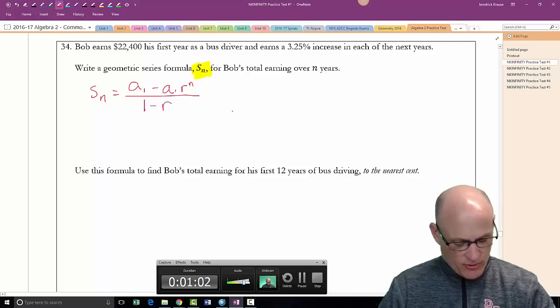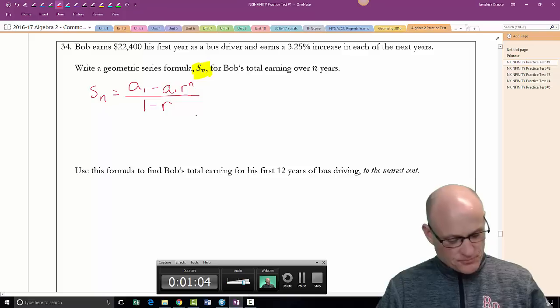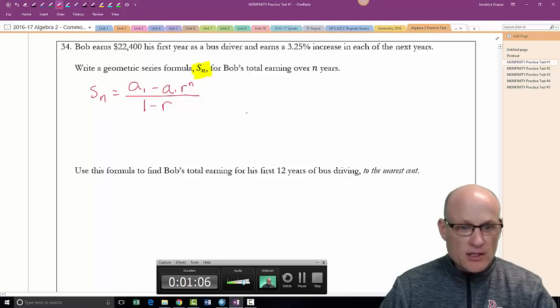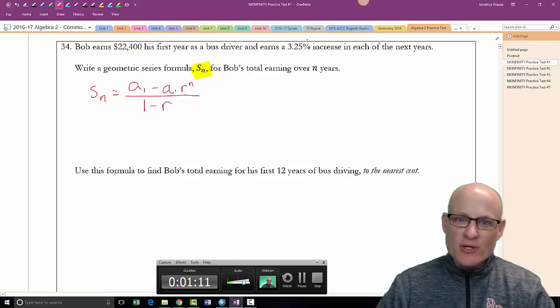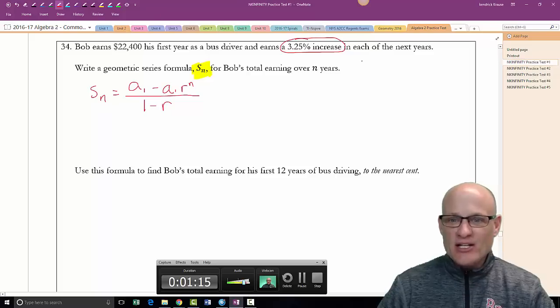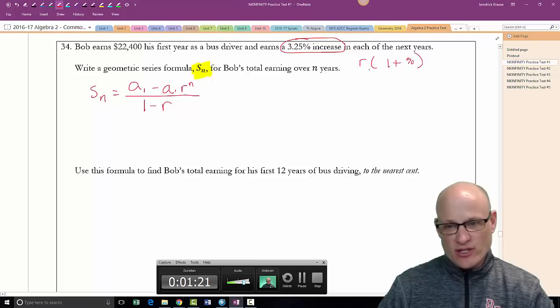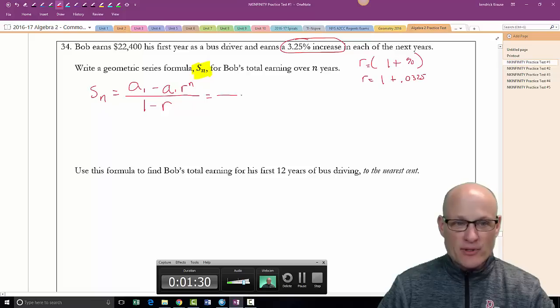Now, there's a small tricky part with this one, and that's this rate thing. Do you see how it's a 3.25% increase? An increase in rate is going to be 1 plus the percent increase. So in this case, my rate is going to be equal to 1 plus 0.0325.